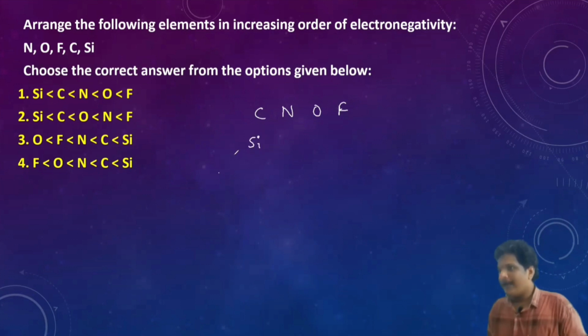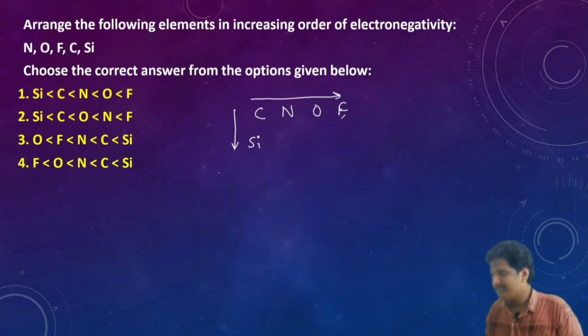As we know, the electronegativity of an element increases from left to right. From top to bottom there is a decrease in electronegativity. So on the right side we have the most electronegative atom, that is fluorine. Oxygen is less electronegative than fluorine. Nitrogen is less electronegative than oxygen. Carbon is less electronegative than nitrogen.